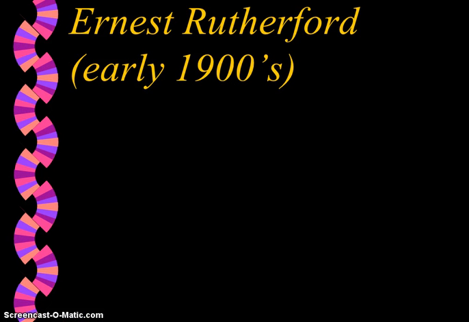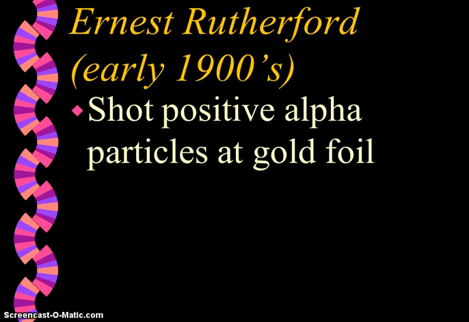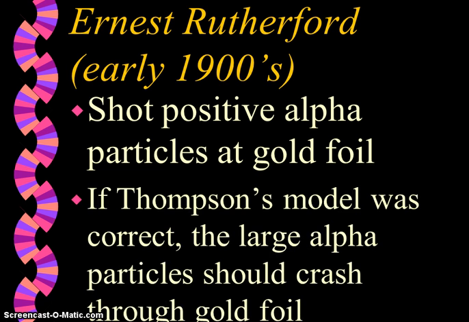Now we're up to the early 1900s, and we want to talk a little bit about Ernest Rutherford. What Ernest Rutherford did was test J.J. Thomson's model of the way that an atom is arranged, that plum pudding model. And what he did was he shot positively charged alpha particles at a gold foil. And he thought that if J.J. Thomson's model was correct, these large alpha particles would crash through the gold foil.